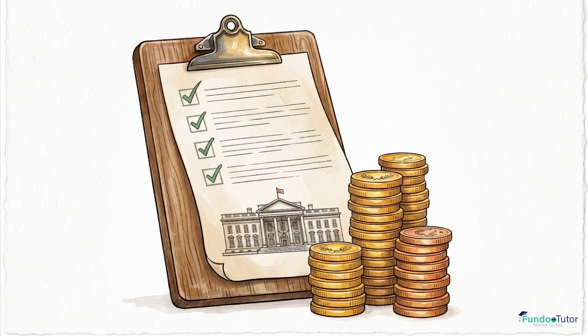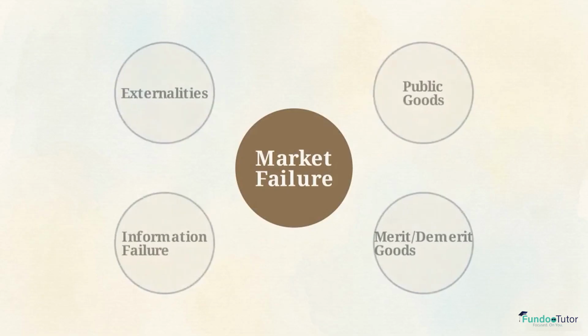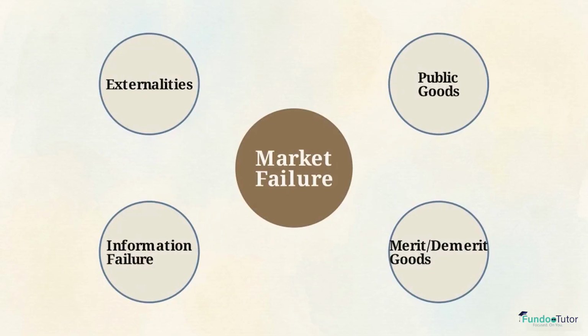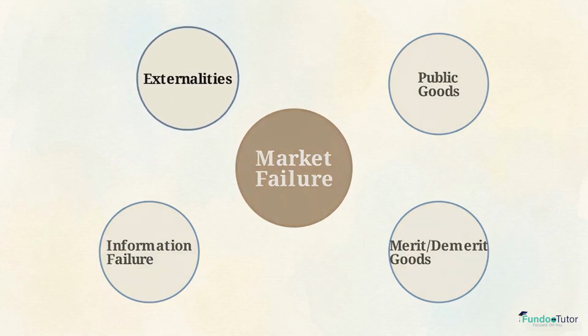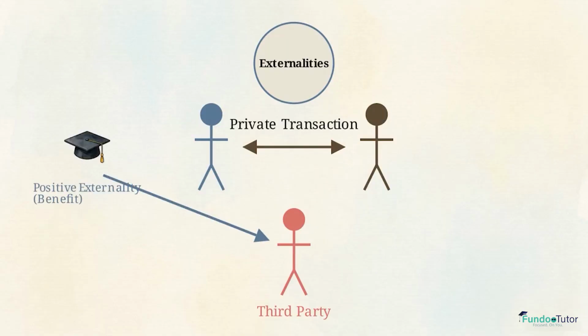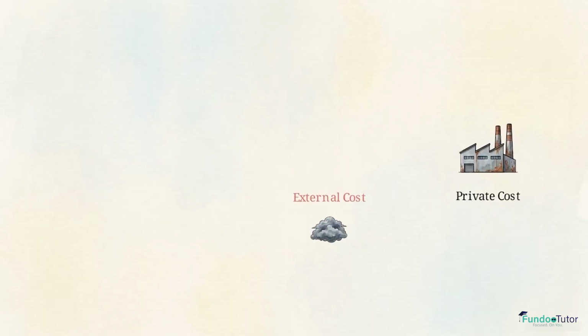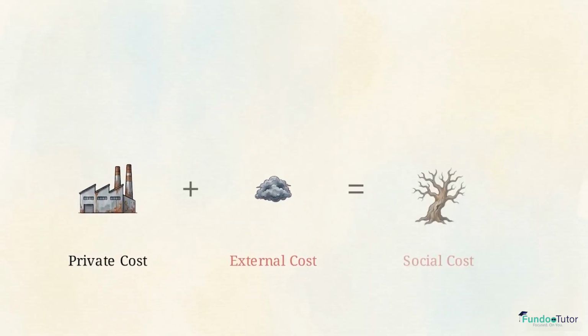their tax collections. Sometimes the free market fails to allocate these resources efficiently. When that occurs, you have market failure. The four main causes are public goods, merit and demerit goods, information failure, and externalities. An externality is a cost or benefit forced onto a third party who wasn't involved in the transaction. If it is positive, like education, society benefits. But if it is a negative externality, like factory pollution, society absorbs the cost.